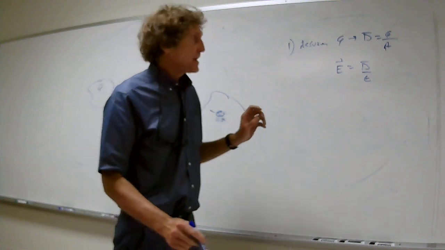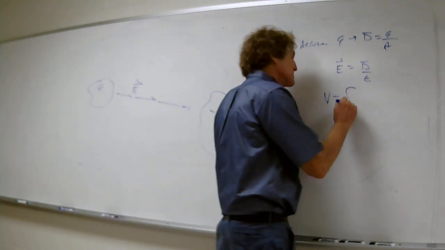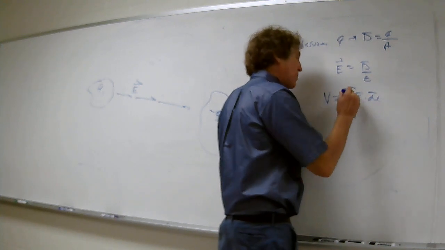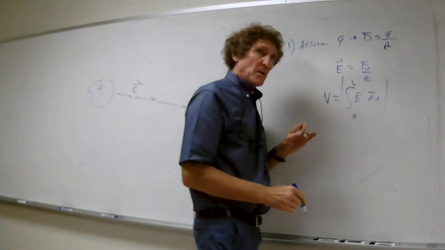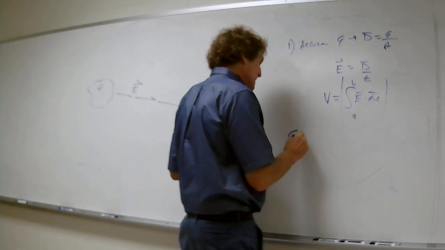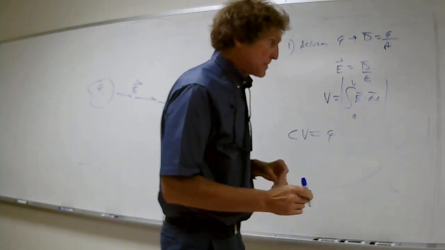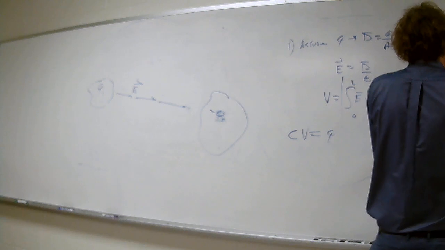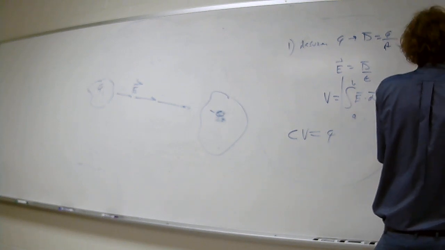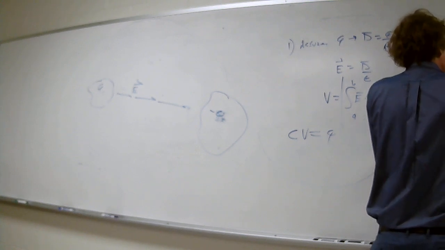So once we have E, then we get the voltage, and the voltage is like before, the integral of E dot dl from A to B, just magnitude. It's got to be positive. And finally, the capacitance times voltage is the charge on one plate. So that means the capacitance is just equal to the charge divided by the voltage.